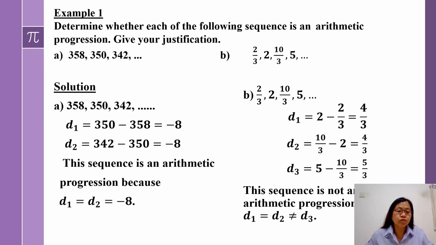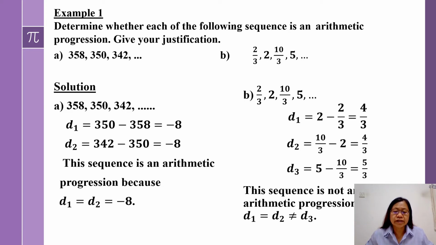So d2 is T3 minus T2, so 342 minus 350, the answer is negative 8. So this sequence is an arithmetic progression because d1 equals d2 equals negative 8. B, you are given the sequence 2 over 3, 2, 10 over 3, and 5.